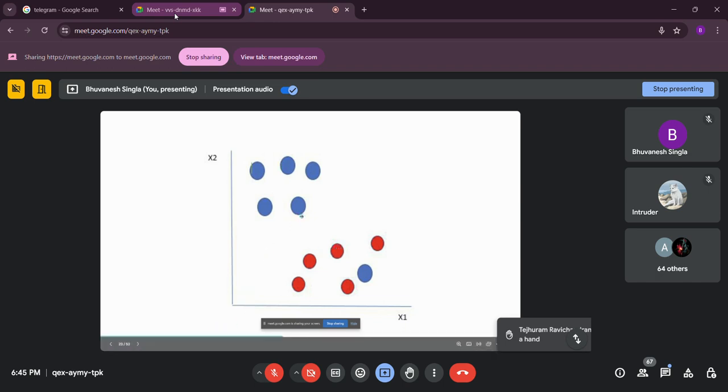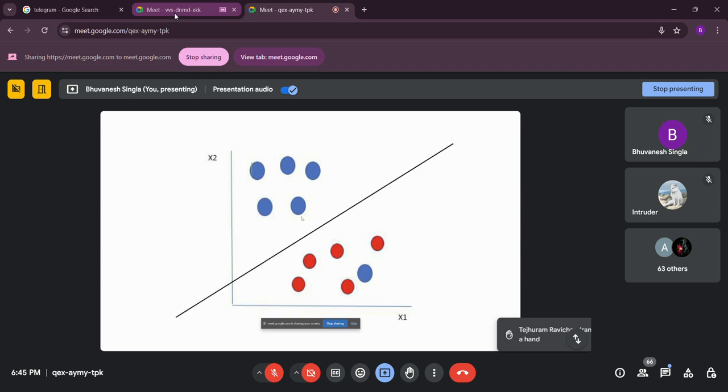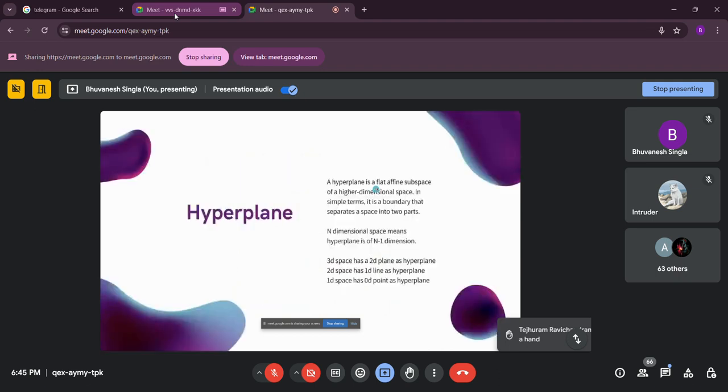If you think about it logically, like a normal person, if you were to draw this graph by hand and wanted to figure out some way of classifying these two things, what you would do is just draw a line between them. Anything above this line is accepted, anything below is not accepted, and that seems simple. This line is called a hyperplane. The mathematical definition for it is a flat affine subspace of a higher dimensional space.